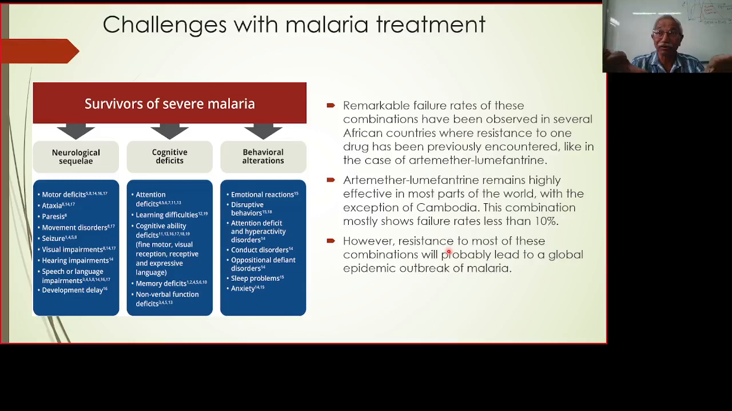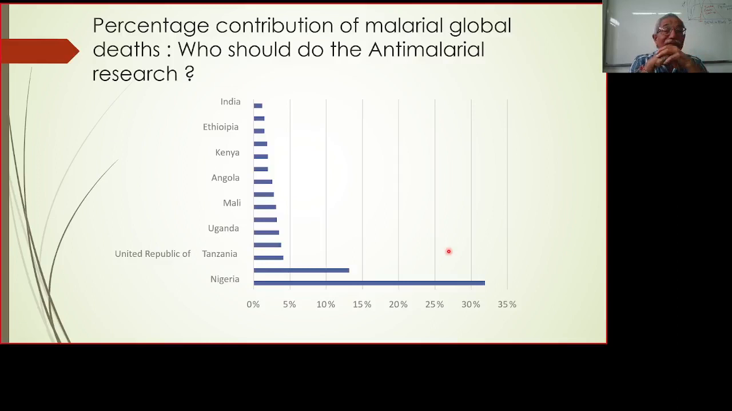This is where the challenge is coming up, and people are trying to understand. Every country has different types of malaria, and every country has different types of resistant mosquitoes, and that is where the challenge comes into the picture. The percentage contribution to malarial global deaths comes from India, Ethiopia, Kenya, Angola, Mali, Uganda, Tanzania, and Nigeria. These are the countries contributing toward the deaths, and except for India, most of the others are African countries. India does have some contribution to the deaths.